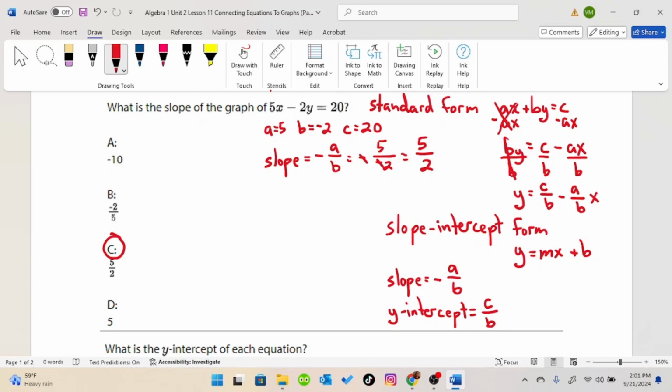So you might want to make note that when it is in standard form, this is how you can identify the slope and the y-intercept. A is the number in front of x, b is the number in front of y, c is the number that it equals, slope is negative a over b, and y-intercept is c over b. If you have any questions about this practice problem, please use class time to ask for further clarification so that you are prepared as we move forward.